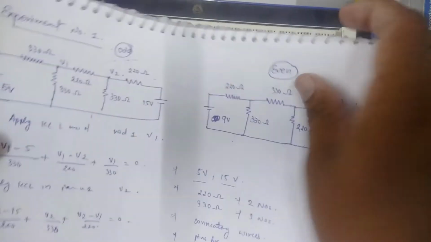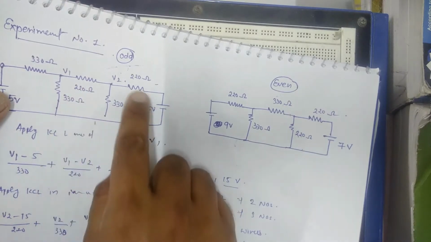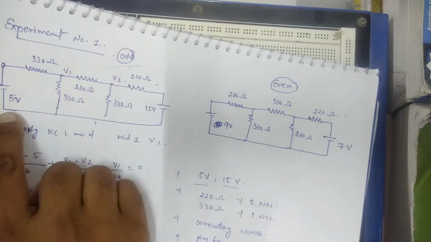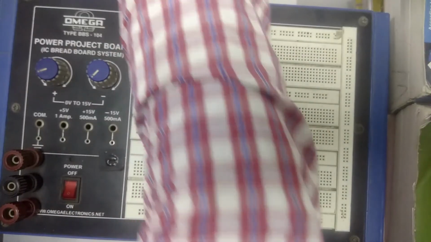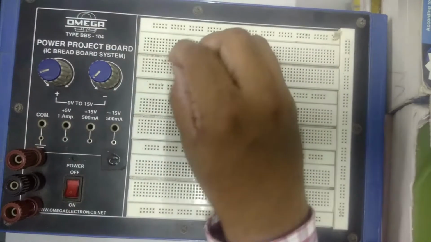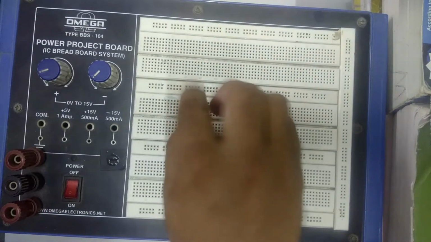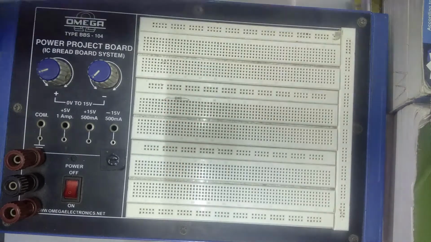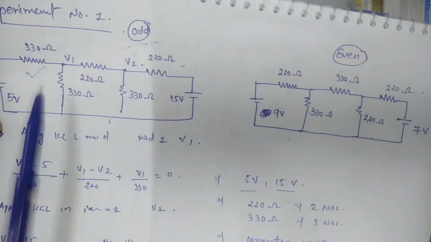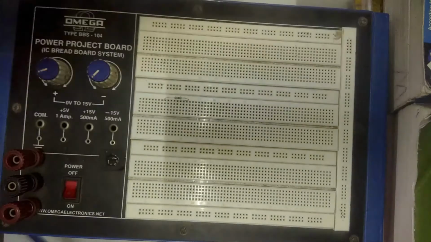Our main circuit is this 330 ohm resistor, which is connected over here, that is 220, 330, 220 and 330, and 15 ohm and 5 ohm. So first I have to take this 330 ohm resistor. I am taking this 330 ohm resistor, so I will connect it like this. So breadboard, 330 ohm resistor. This 330 ohm resistor is connected right now.